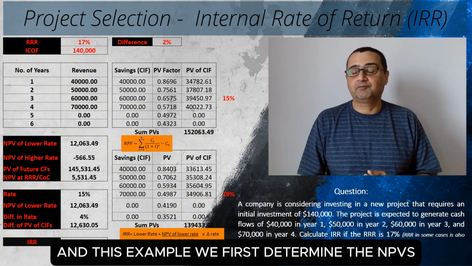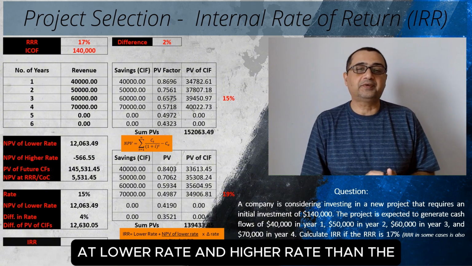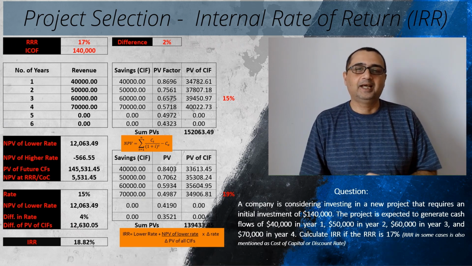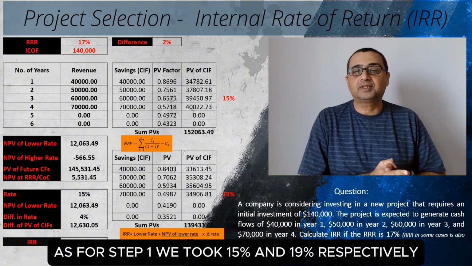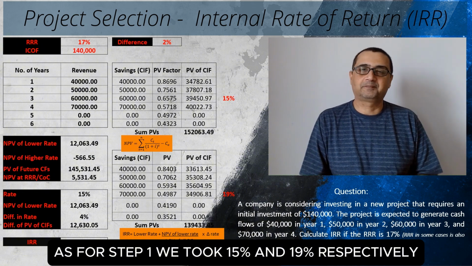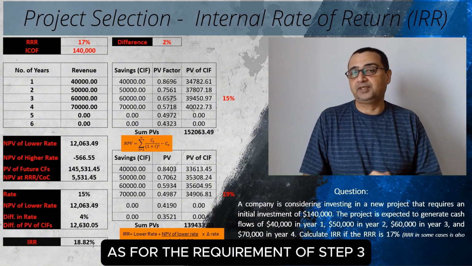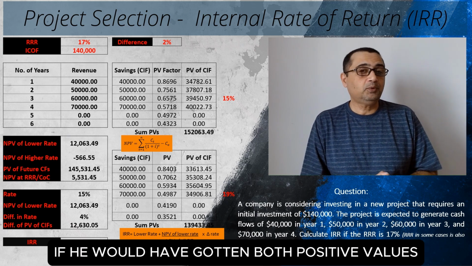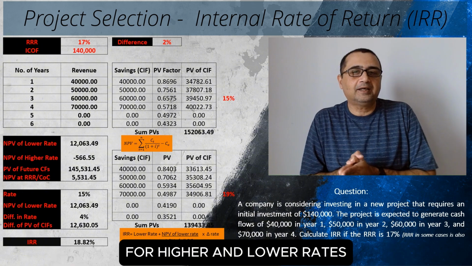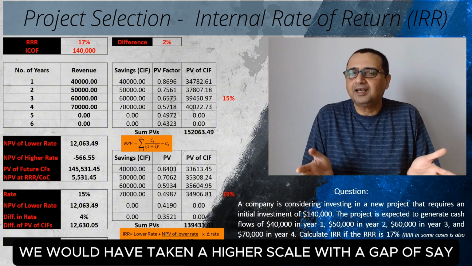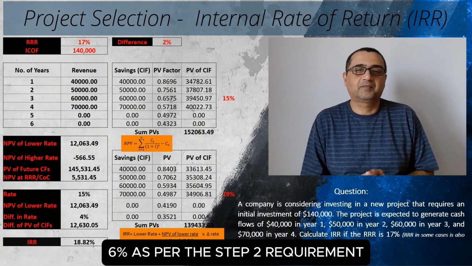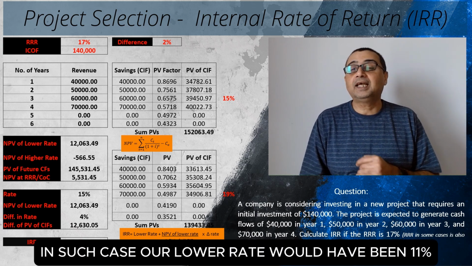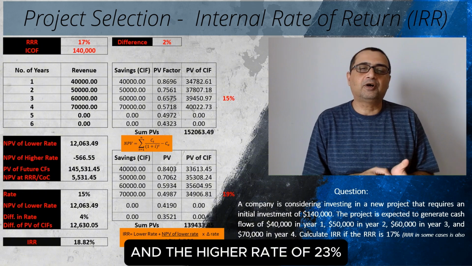In this example, we first determine the NPVs at a lower rate and a higher rate than the RRR mentioned in the question. As per step 1, we took 15% and 19% respectively. As per the requirement of step 3, we got one positive NPV and one negative NPV. If we would have gotten both positive values for higher and lower rates, we would have taken a higher scale with a gap of say 6% as per the step 2 requirement. In such a case, our lower rate would have been 11% and the higher rate 23%.